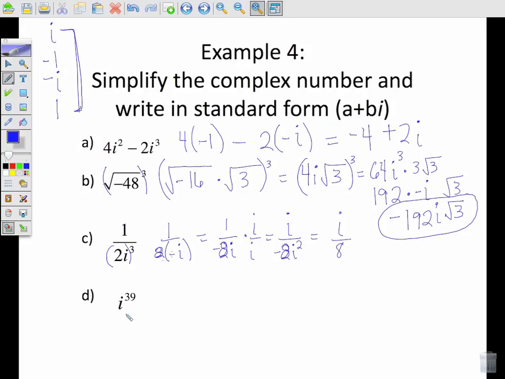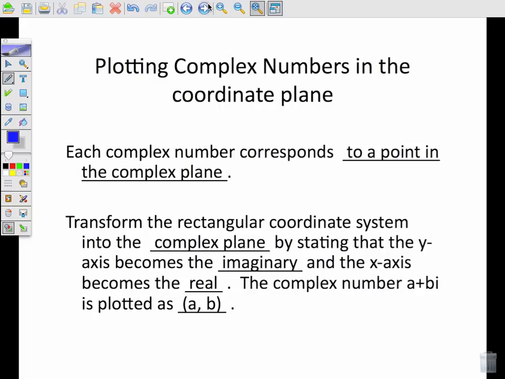For the last one, knowing that it keeps repeating every 4, if this was a multiple of 4, we know i to the 40th would be 1. So i to the 39th would be, or you can also know it because it's a multiple of 3, negative i. Negative i is my answer on that one.